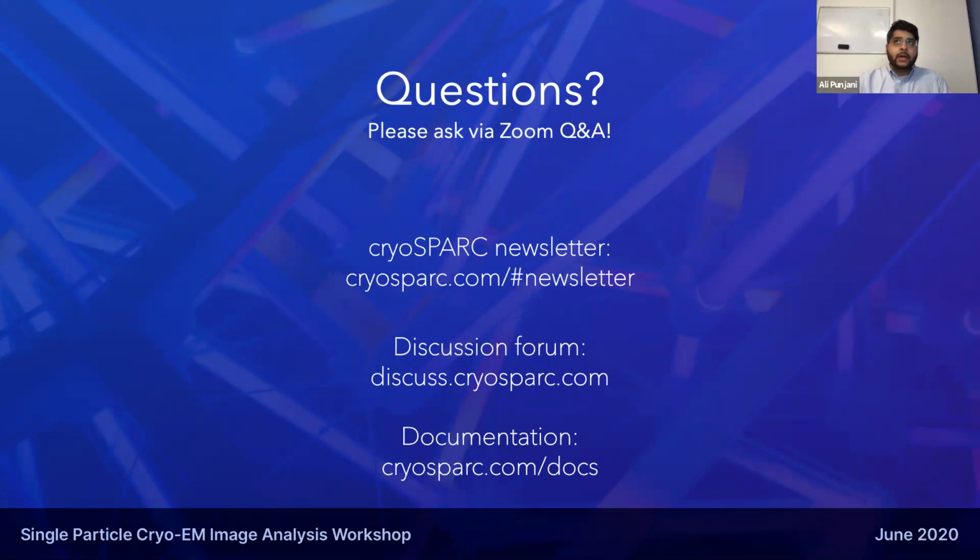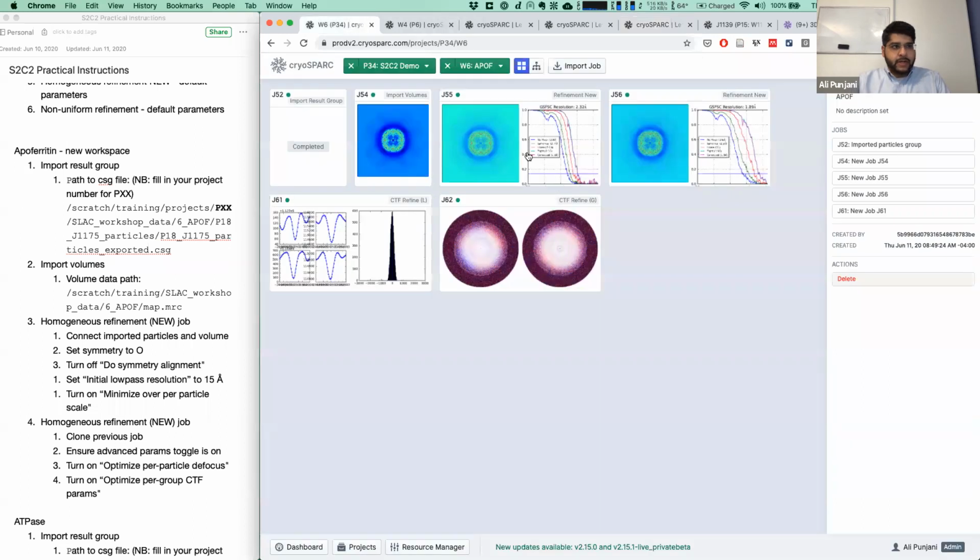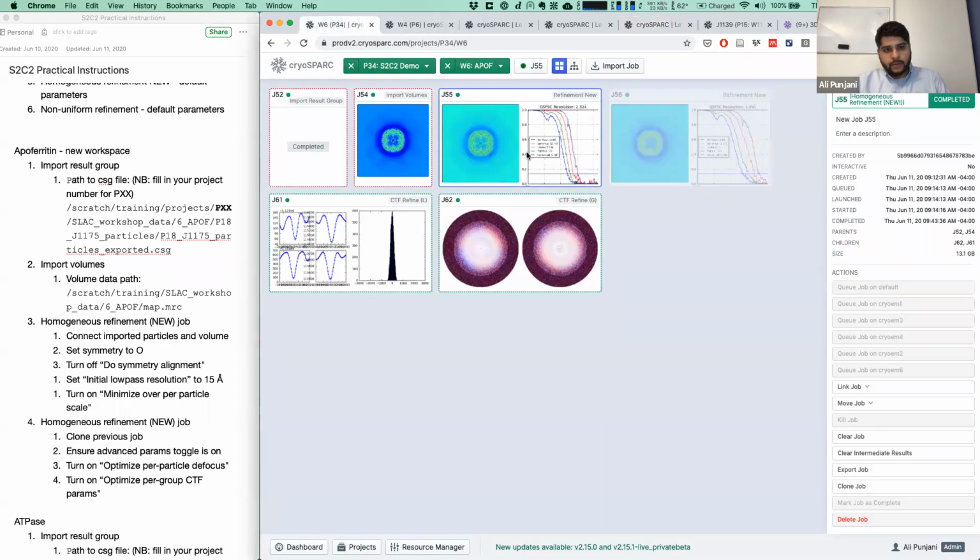Great question. I think the answer is actually pretty simple. You can start considering doing CTF refinement anytime you're doing a refinement of a structure, when you're actually at the point of doing a homogeneous 3D refinement. So that means you've already separated your particle stack into different conformations, classified everything as much as you can, or maybe not as much as you can, but you're at a point where you're doing a refinement. You can always do that refinement without CTF refinement, and you can do that structure refinement with CTF refinement.